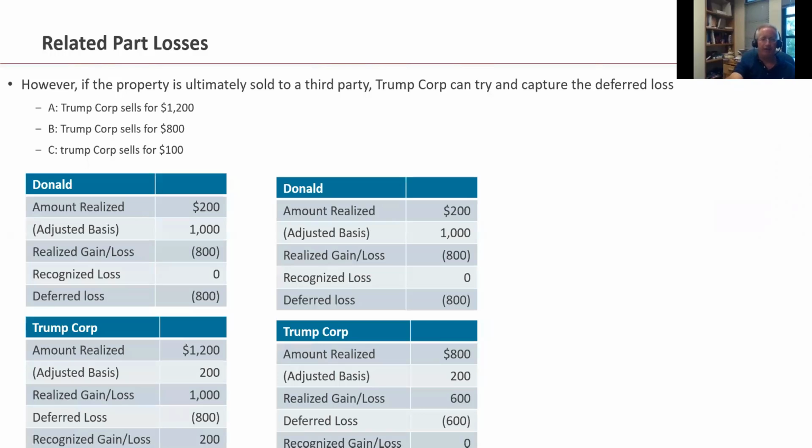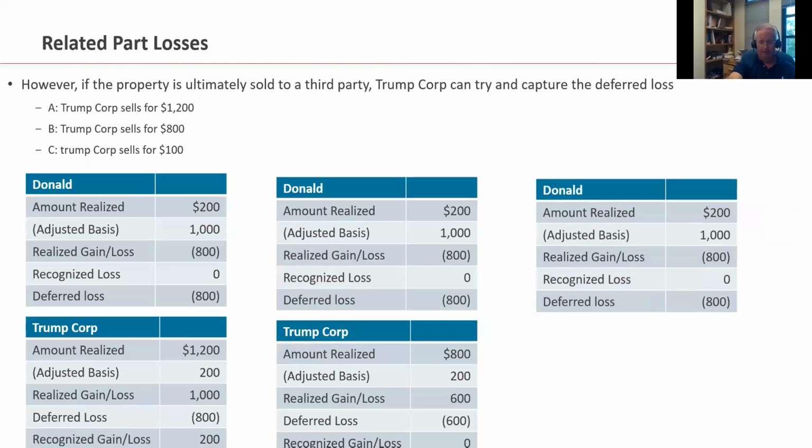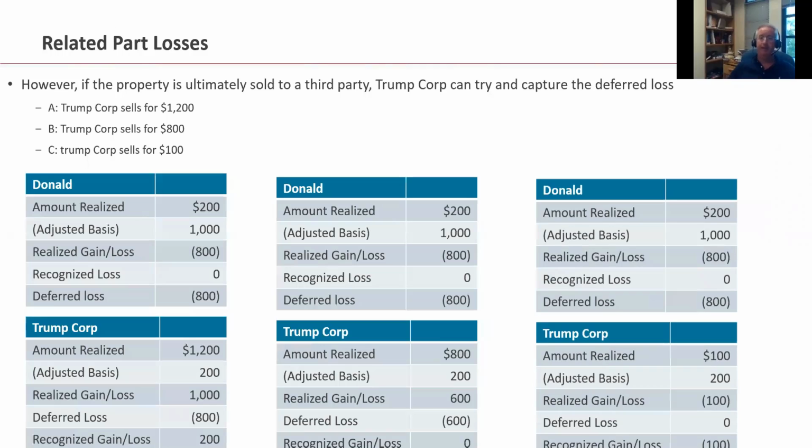Okay, now let's go to the third iteration. Donald sells it to Trump Corp, then Trump Corp turns around. This is the realistic one, right? Trump Corp will be lucky to get $100 for MySpace. But in any event, the amount realized is $100. The adjusted basis is 200. They have a realized loss of 100. None of Donald's deferred loss can be recaptured. It all just evaporates. Therefore, the recognized gain or loss for Trump Corp is $100, and it's done. All 800 evaporates. So these are the related party loss rules under 267.